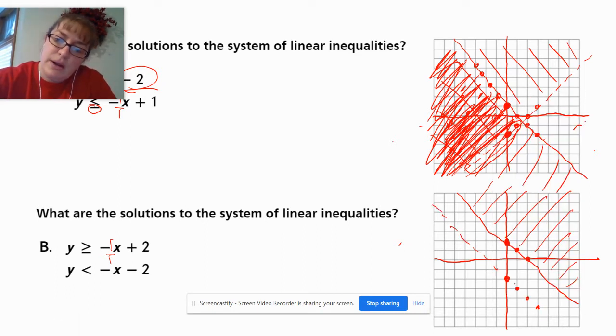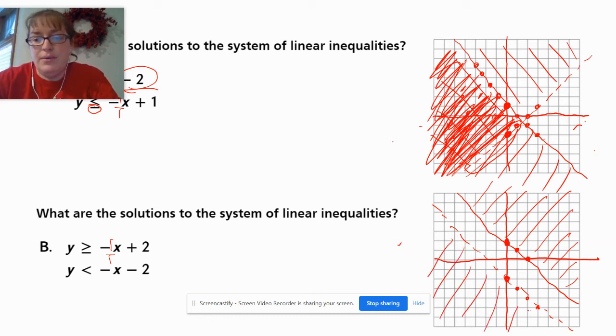Pen's not wanting to work here. Dashed line all the way. And then finally, I'm ready to shade. This one says I want to shade where y's are less than the line. And so when I look at that line, y's are less than on this side. So I'm going to come shade over here.